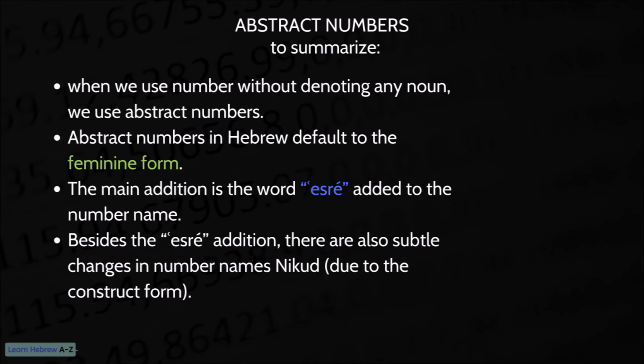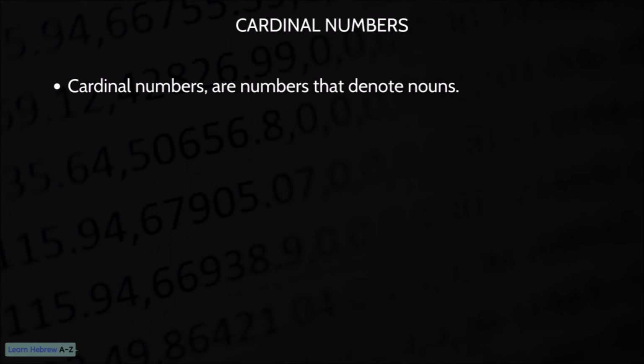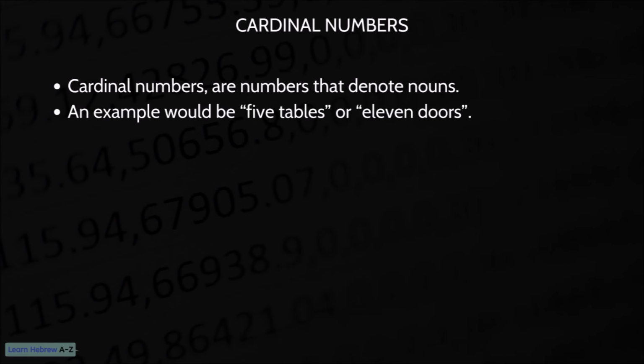Moving on to cardinal numbers. Cardinal numbers are numbers that denote nouns, usually when we count items, but not only. An example would be 5 tables or 11 doors. You can see that we do not just say a number, but the number is there to indicate the count or number of nouns we denote.